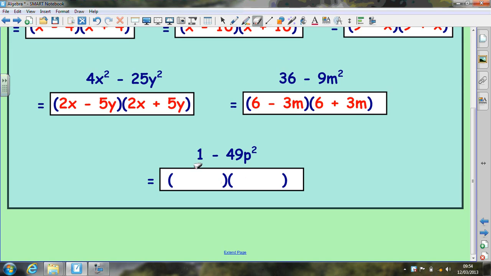And the last one, what times what makes 1? Well, it's 1 times 1. What times what makes 49p squared? Well, that would be 7p. The 7 times 7 makes the 49, and the p times p makes the p squared. And then your plus and minus.